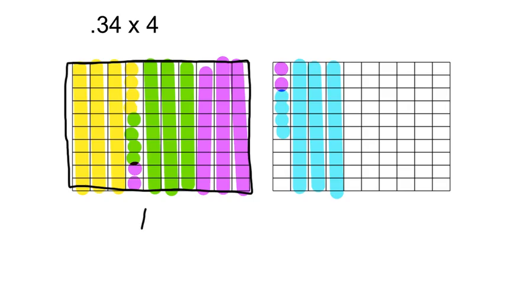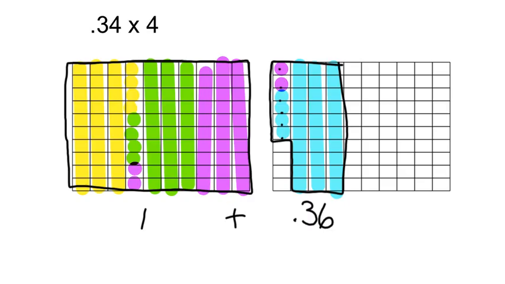Now I need to figure out the decimal. I have 3 tenths shaded in, and 1, 2, 3, 4, 5, 6 hundredths shaded in. So I know that my answer will be 1 plus the 36 hundredths, which is equivalent to 1 and 36 hundredths. If I wanted to check this over using an algorithm, I can.